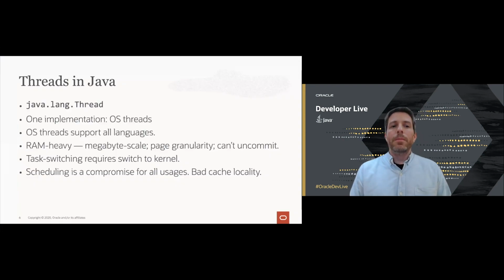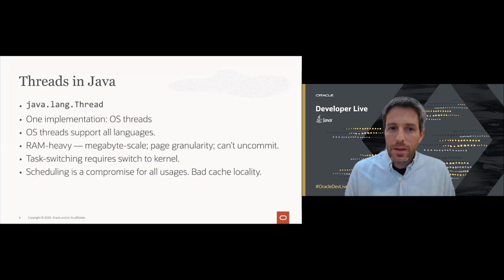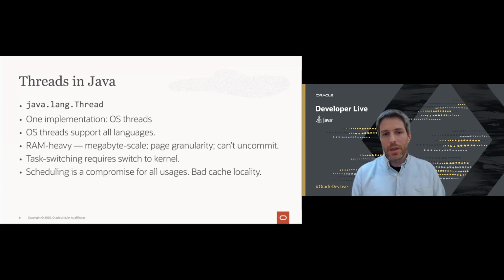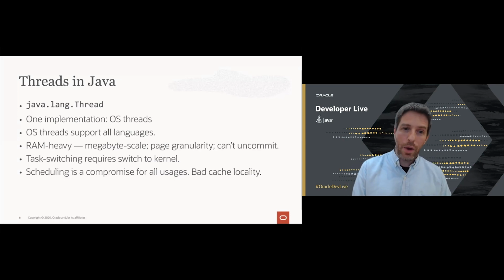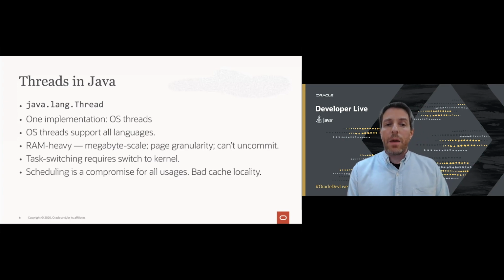Threads in Java mean java.lang.Thread. That is a class that represents a thread. Currently in OpenJDK, that class has a single implementation. And that implementation is that given to us by the OS. So if we create a java.lang.Thread object and we start the thread, what happens is that the Java runtime starts a new OS thread.